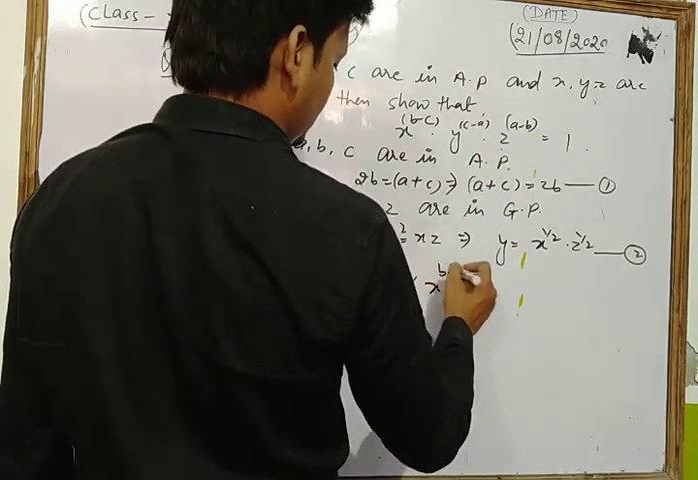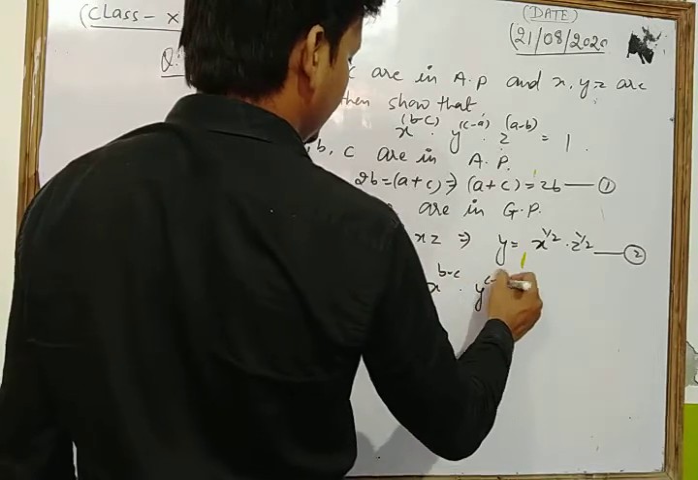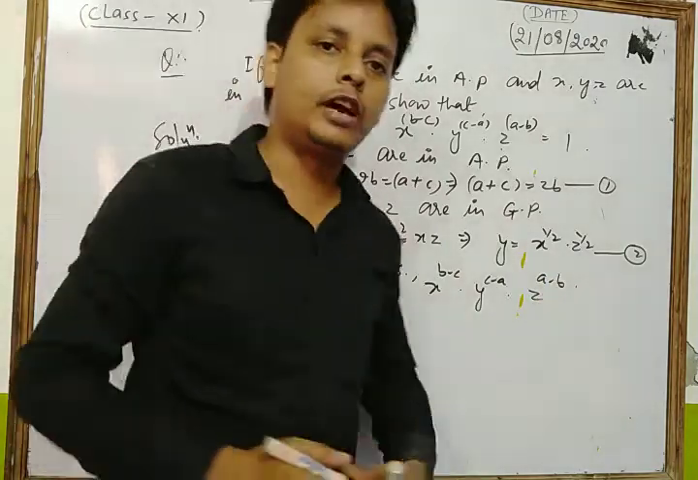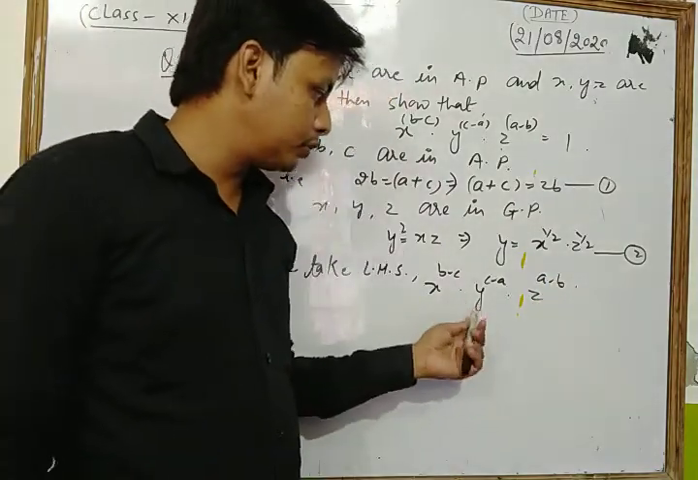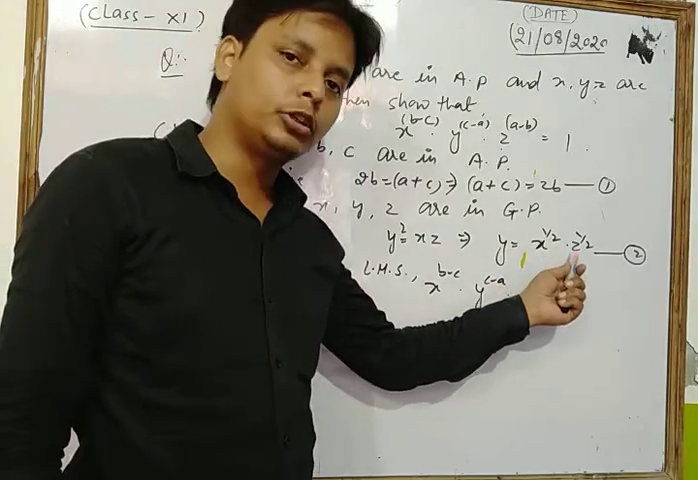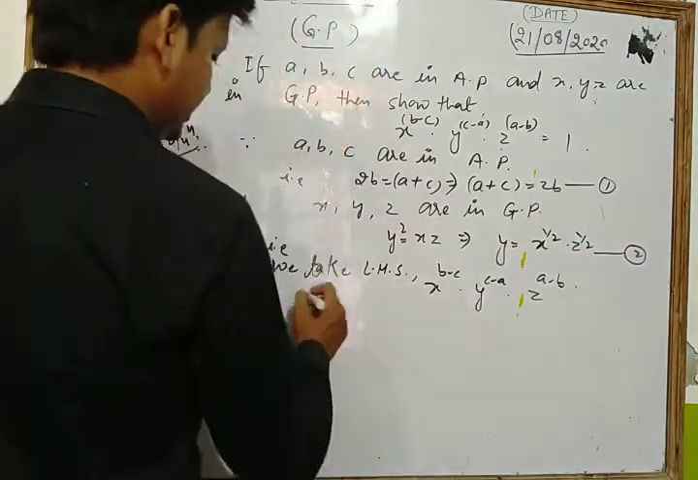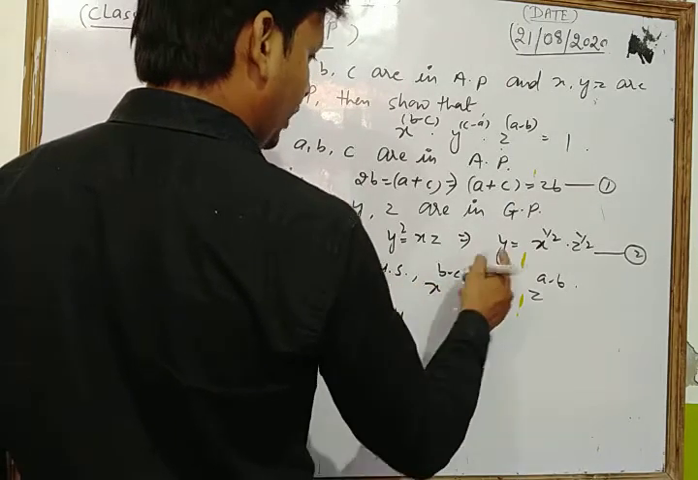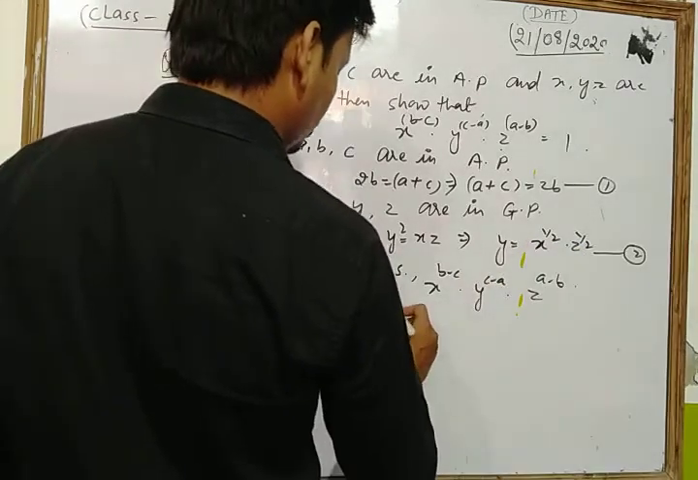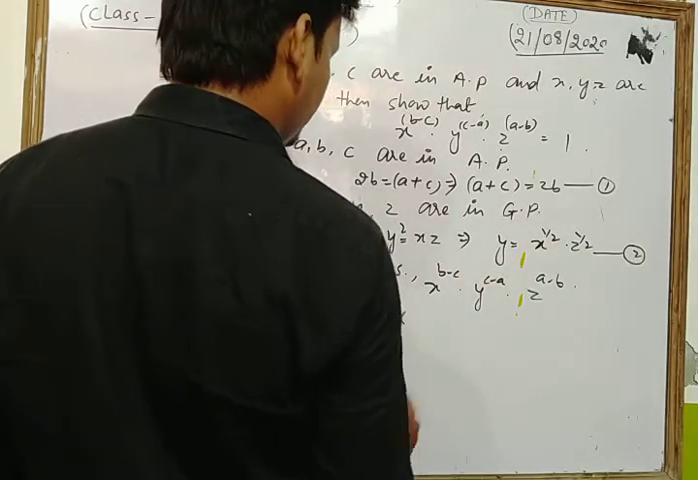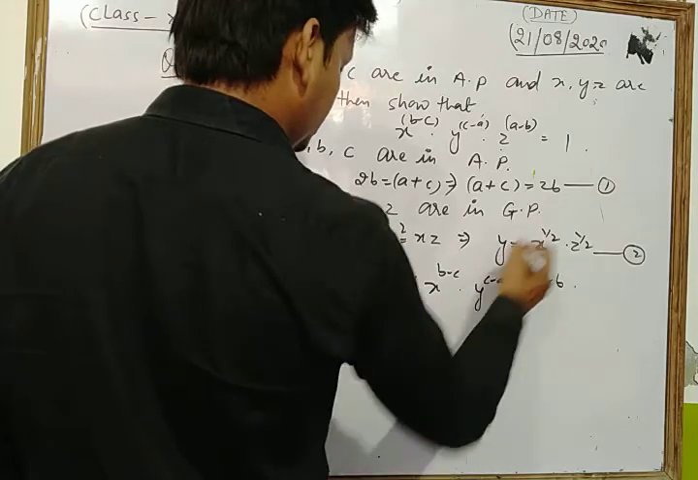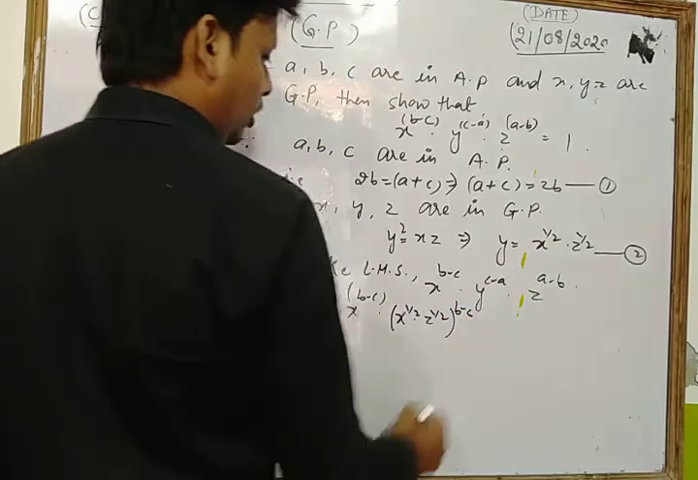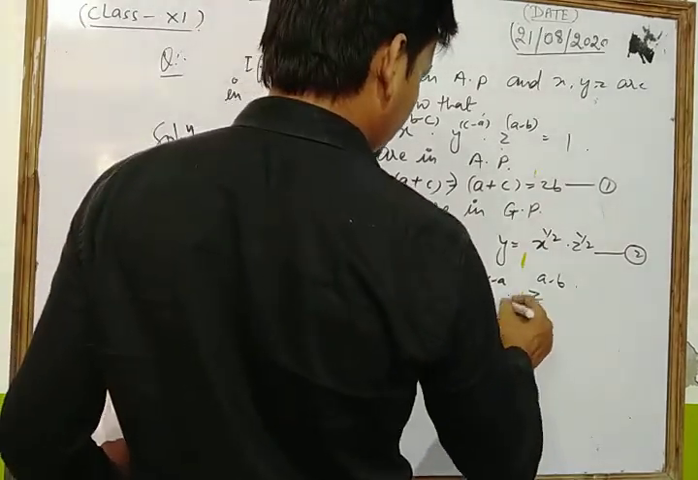The left hand side is x to the power b minus c into y to the power c minus a into z to the power a minus b. Now, look what we do, dear students. We put the value of y as x to the power half into z to the power half in this expression. So we write x to the power b minus c into x to the power half into z to the power half, whole power c minus a, into z to the power a minus b.